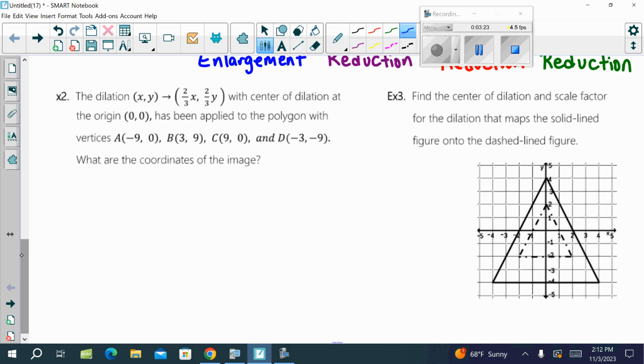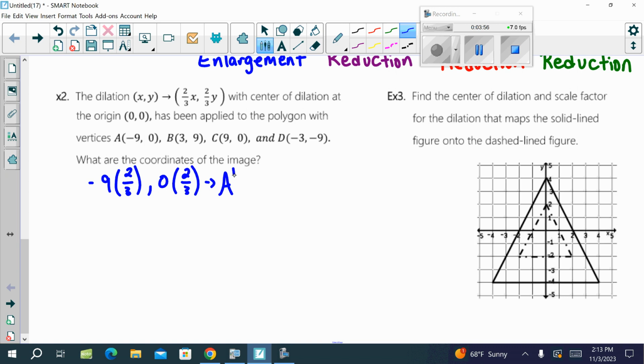Example 2. We have the dilation of 2/3 x and 2/3 y with center of dilation at 0, 0. Apply that to the polygon ABCD, where the coordinates are shown. What are the coordinates of the image? So what we are doing is we are taking -9, we're multiplying it by 2/3. And then we're taking 0 and we're multiplying it by 2/3. Okay, so A prime.